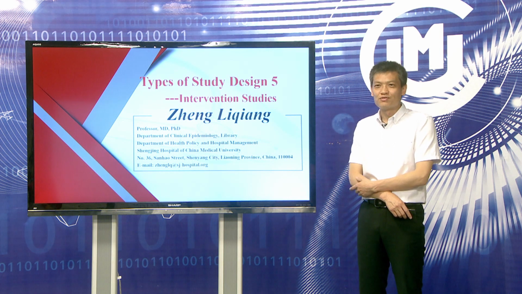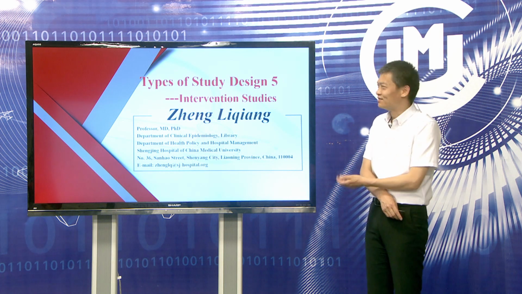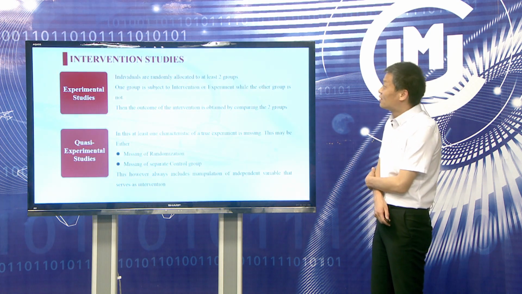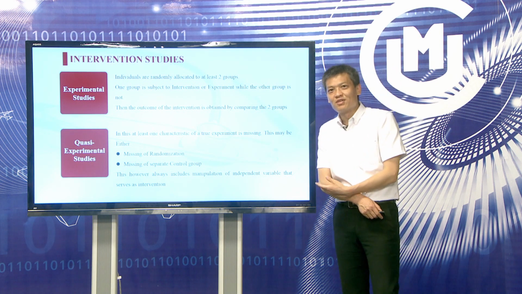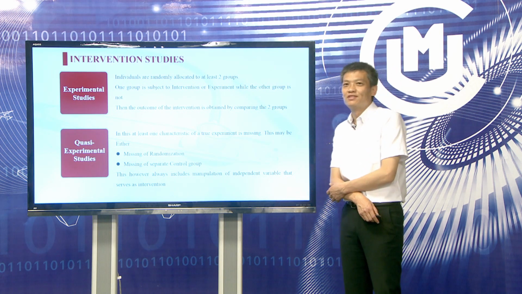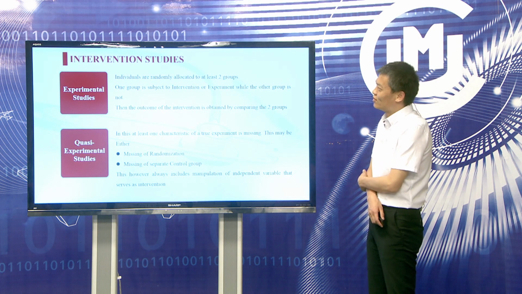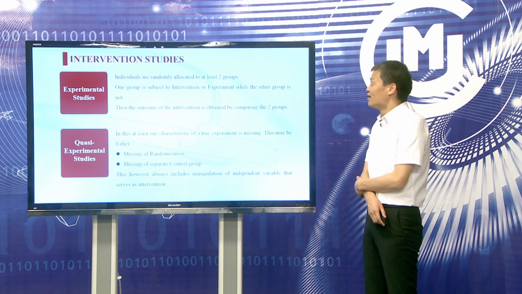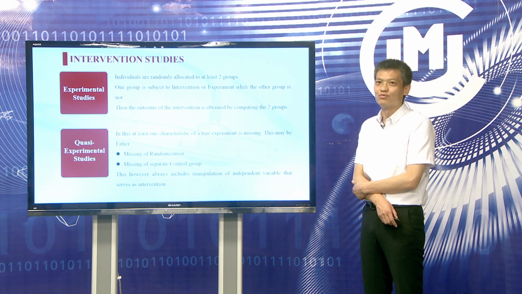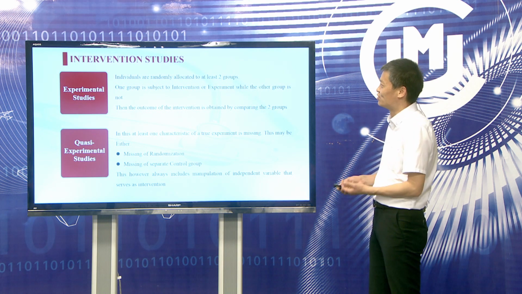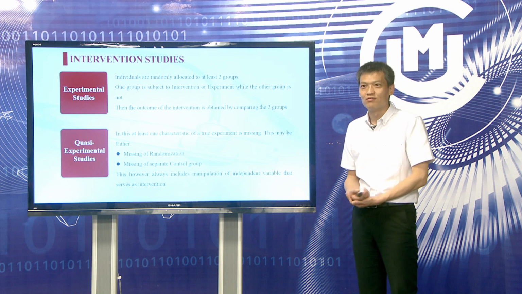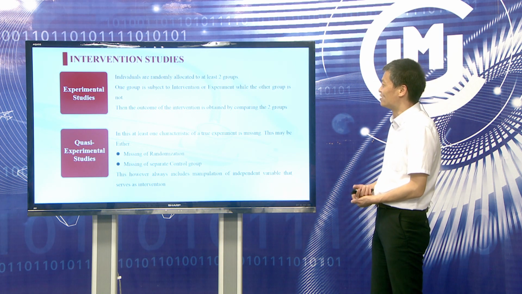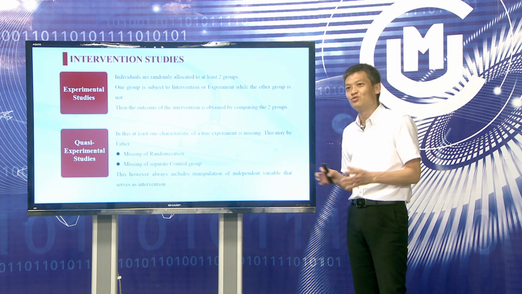Next, we will introduce the types of study design, the intervention studies. Intervention studies are sometimes called experimental studies. In experimental studies, individuals are randomly allocated to at least two groups. One group is subject to intervention or experiment, while the other group is not. Then the outcome of the intervention is obtained by comparing the two groups.